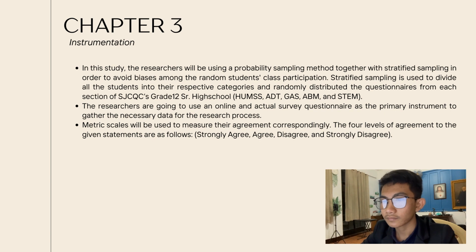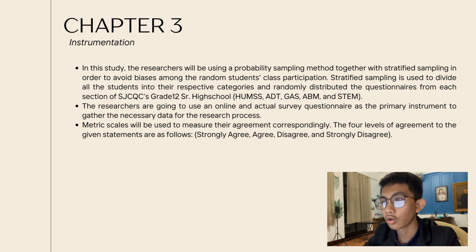In this study, the researchers will be using a probability sampling method together with stratified sampling in order to avoid biases among the random students' class participation. Stratified sampling is used to divide all the students into their respective categories and randomly distribute the questionnaires from each section of SJCQC's grade 12 senior high school: the UMS, ADT, GAS, ABM, and STEM.